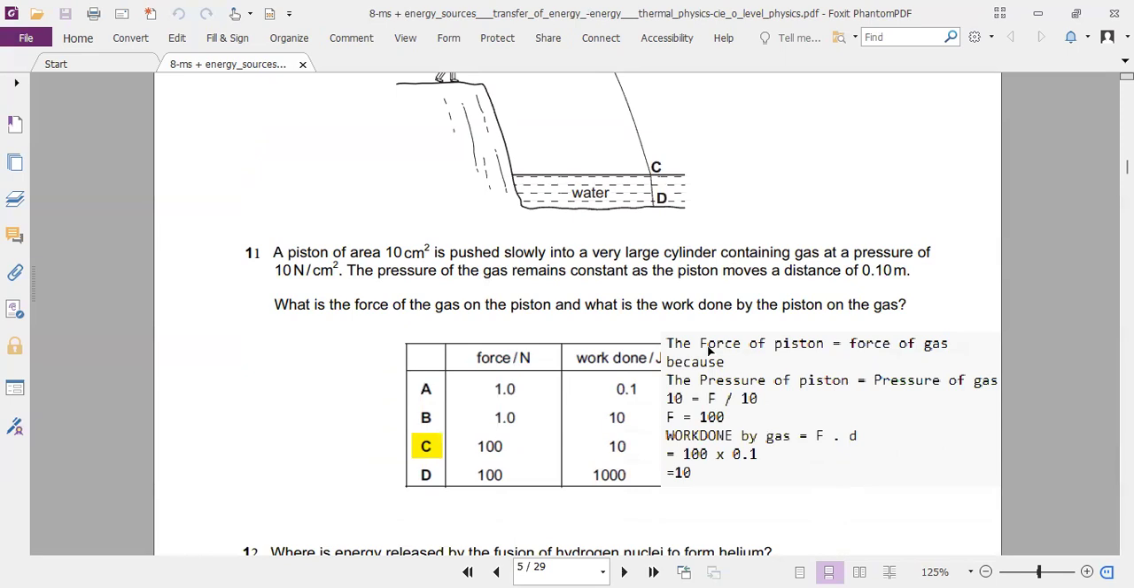So in this question, the force on the piston is equal to the force of the gas because the pressure on the piston is equal to the pressure of the gas. So the pressure of the gas is F divided by 10, force per unit area. F here comes out to be 100. So work done by the gas will be F times d, 100 times 0.1, which is 10. So C is the choice.